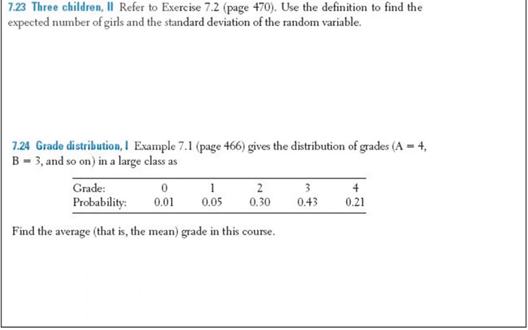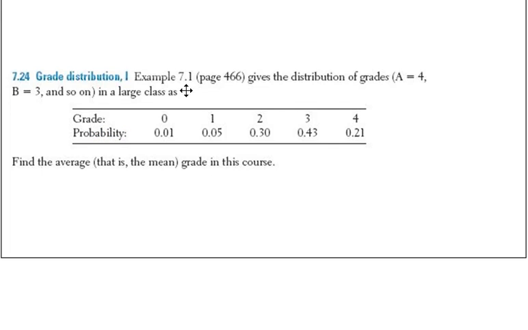All right, so let's look at an example. This is problem 7.24, and they're asking you to find the average, that is the mean of this distribution, also the expected value. In other words, the grades in this class go from 0 to 4. This is the percentage of the students that take it that get each one of those grades. We want to know what's the average grade in this class. In other words, above what grade would I be above average or below.